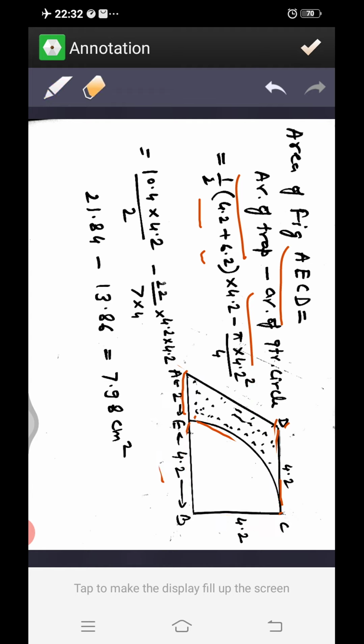So multiplied by distance between them, minus area of quarter circle, pi r square upon 4. Pi r square is 4.2 square, we can see this radius 4.2, upon 4. So this we get 10.4 into 4.2 upon 2, and this we get 22 upon 7 into 4.2 upon 4. So this is 21.84 minus 13.86. We get 7.98 centimeter square.